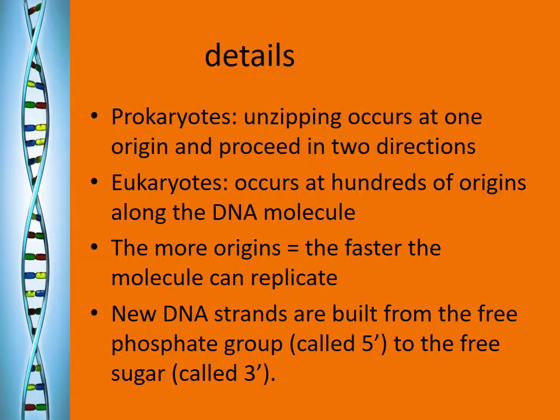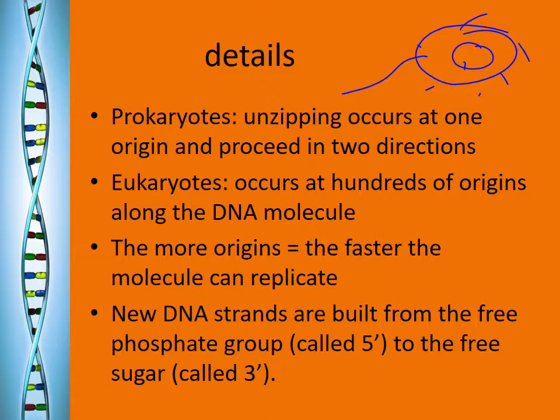First of all, in prokaryotes, unzipping occurs at one origin and proceeds in both directions. Think about prokaryotic cell DNA. Going back to our simple bacterium cell, it's just a circular DNA. So if you nick it right here, you get two points of origin of replication. Eukaryotes, however, can have hundreds of origins along the DNA molecule. So the more origins you have, the faster that molecule can be replicated.